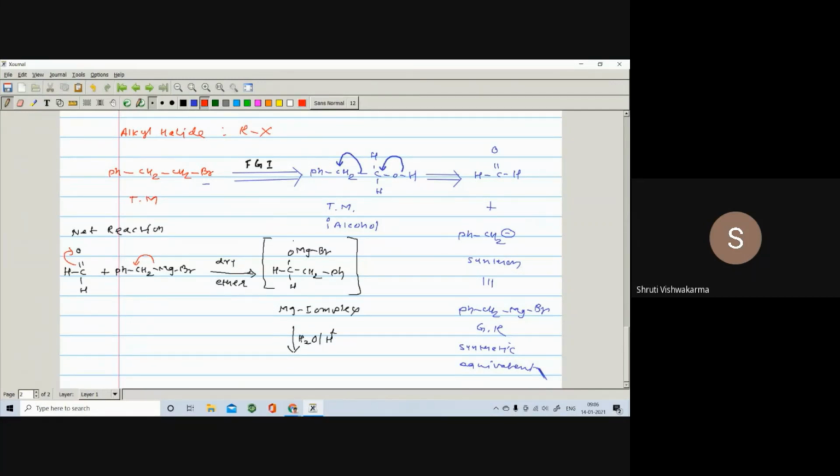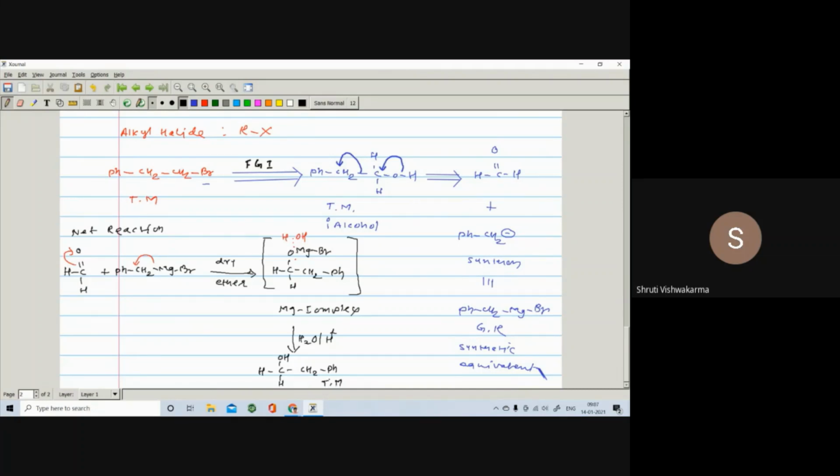So here there is a bond between the oxygen and magnesium. O is negative, so there is addition of H. Mg is positive, so there is addition of OH, and you are getting the corresponding compound. And here you can get H, C, OH, H, and here is your CH2 and Ph. It is your TM, target molecule, that you have to prepare.